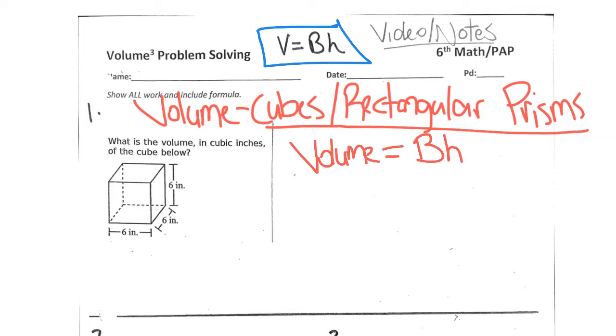Now, many of you in 5th grade didn't learn this big B times H. You learned to do it by length times width times height. And I'm going to show you that this big B, base times height, is the same thing. We just go about it a different way in 6th grade.